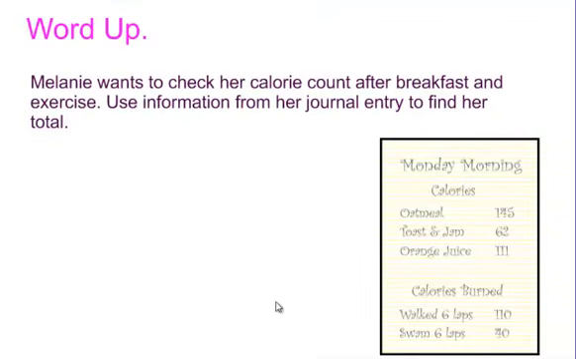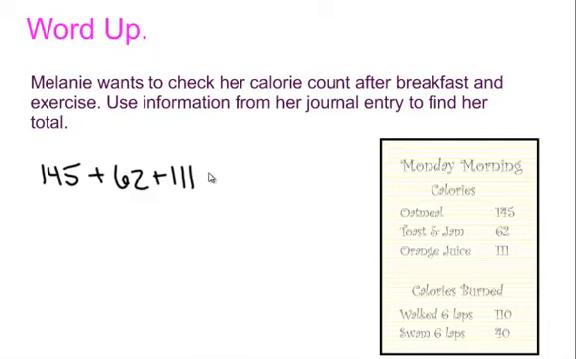So, Melanie wants to check her calorie count after breakfast and exercise. Use information from her journal entry to find her total. So over here, calories we're going to keep positive because we're adding them to our body. Calories burned we're going to keep negative because we're subtracting. So we have, these are positive. We have oatmeal, 145, plus toast and jam, 62, plus orange juice, 111.